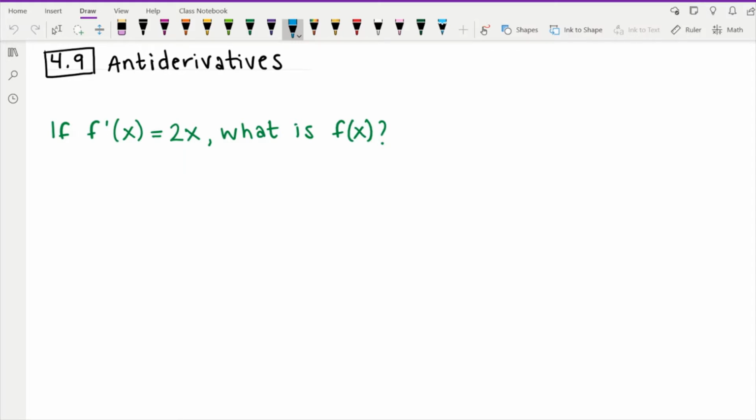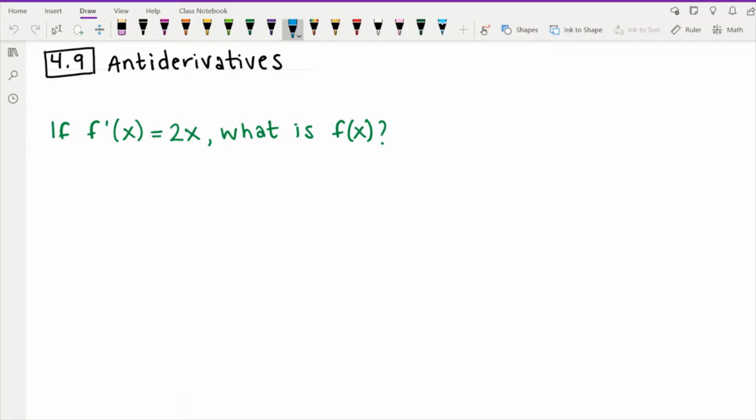So what is an antiderivative? It's basically going backwards. In Calculus 1, you're usually given a function and you're asked to find the derivative of that function. Antiderivative basically means going backwards. You're given the derivative and you need to figure out what the original function was.